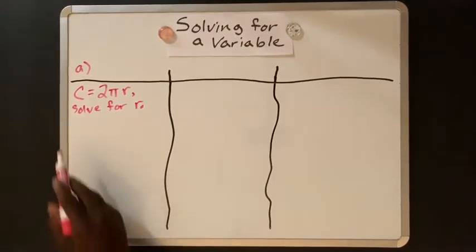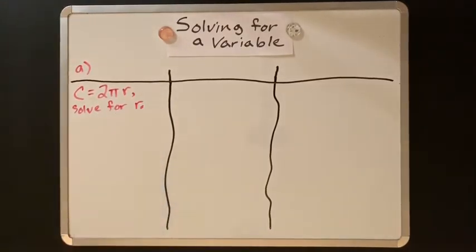So we have C equals 2 times pi times R. We need to solve for R, where pi is 3.14, and then the numbers go on. R represents the radius of a circle. C represents the circumference of a circle. They want us to solve for R. So let's go ahead and do that.